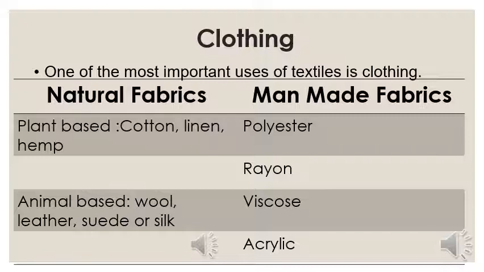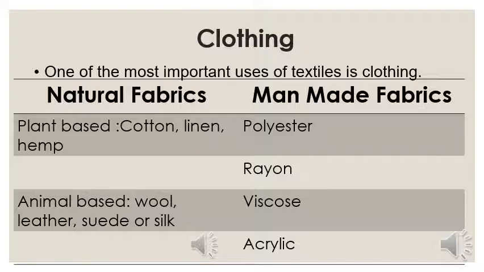Plant-based fabrics include cotton, which comes from the cotton plant, linen, which comes from the linen plant, and hemp, which all have natural sources and are plant-based. Then we have animal-based fabrics, so things like wool. Wool not only comes from sheep, but also comes from other animals, such as rabbits, llamas, and even camels. Leather and suede also come from animals, and silk is unique in that it comes from the silkworm, and this makes it a very expensive and luxurious fabric.